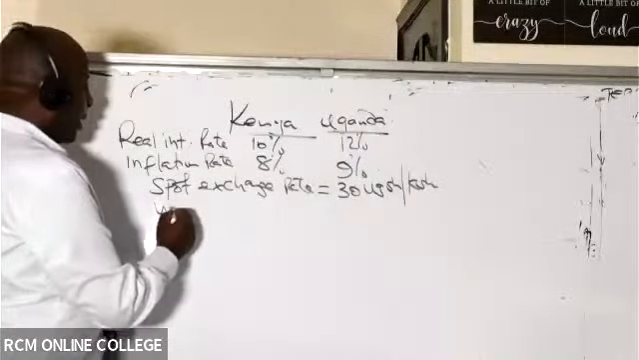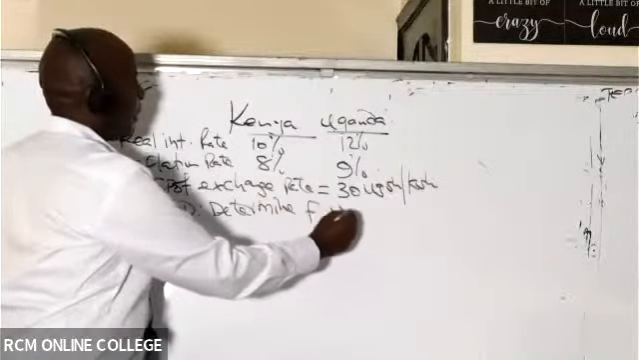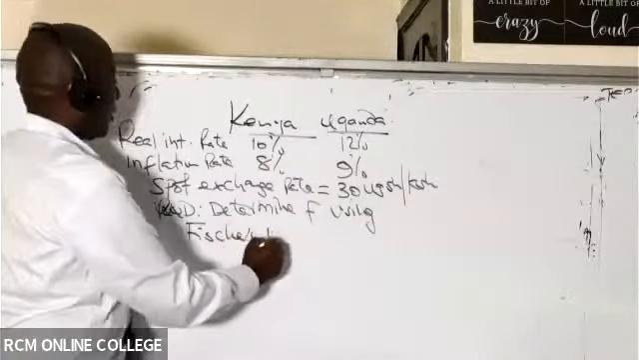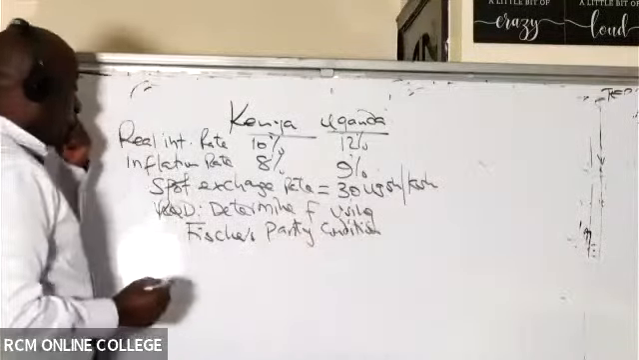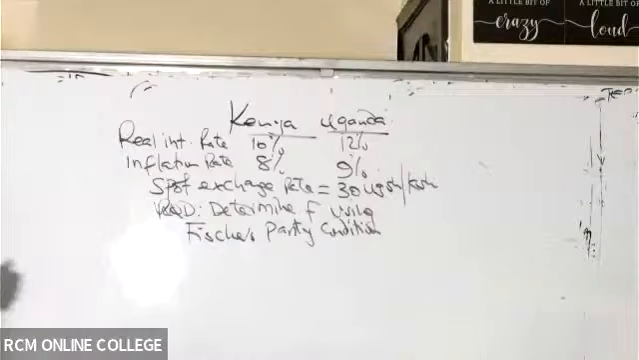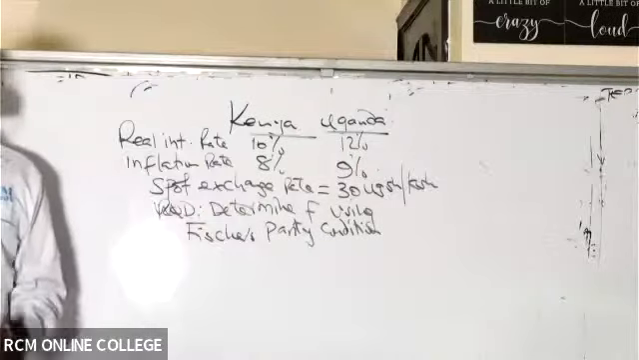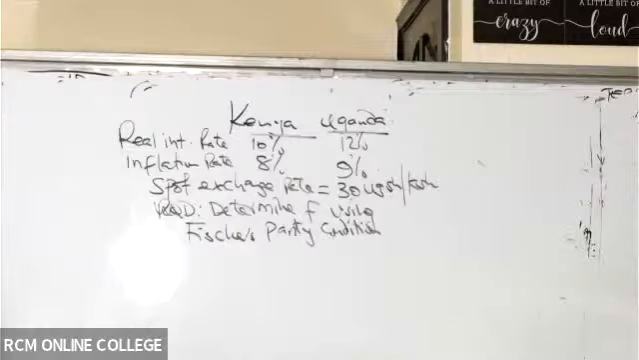So we are required to determine F using Fisher's parity condition. Determine F. F stands for forward exchange rate.